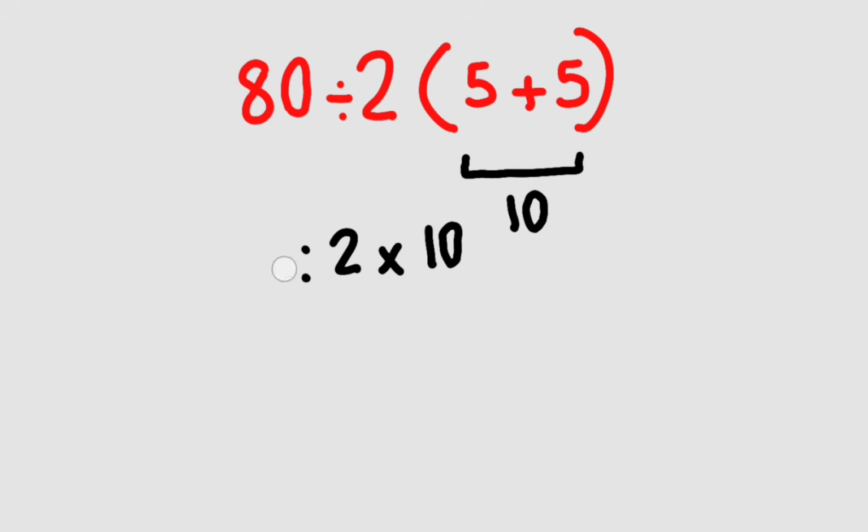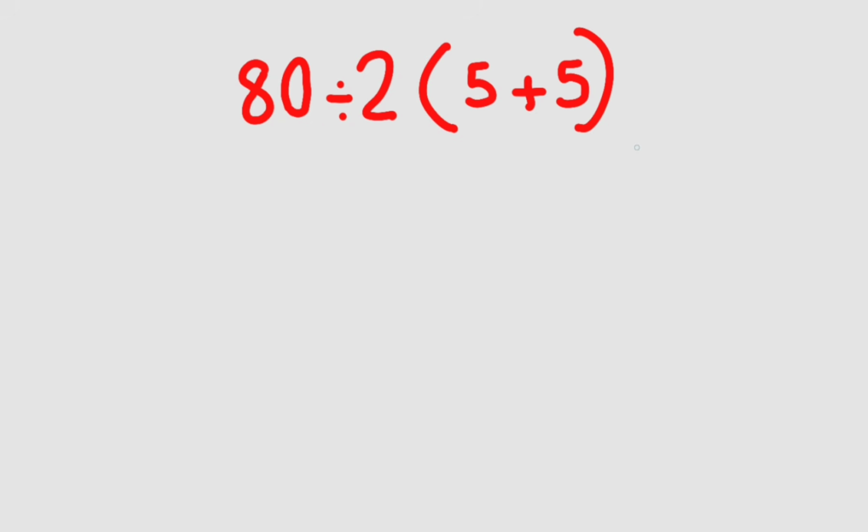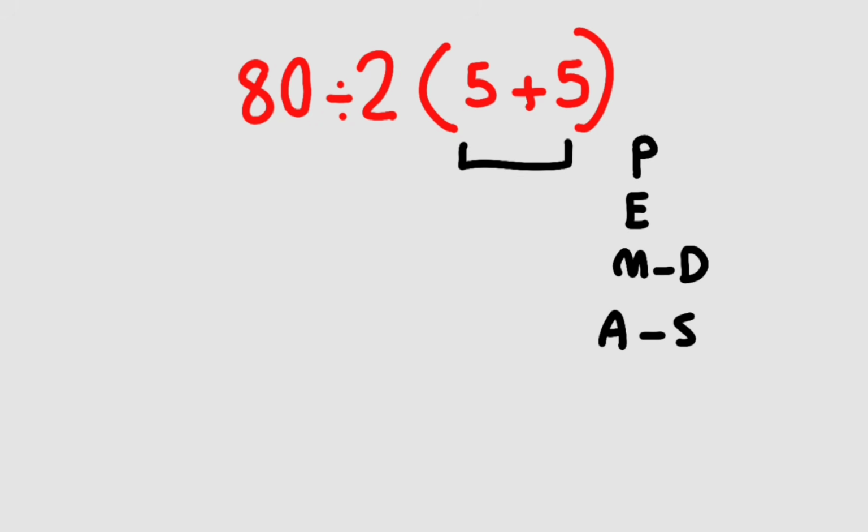According to the rules of mathematics, PEMDAS, we have to solve this math expression in this way. First parenthesis, then exponent, then multiplication or division, and then addition or subtraction. Now, according to this rule, we have one parenthesis here that we have to solve first. So, 5 plus 5 gives us 10.